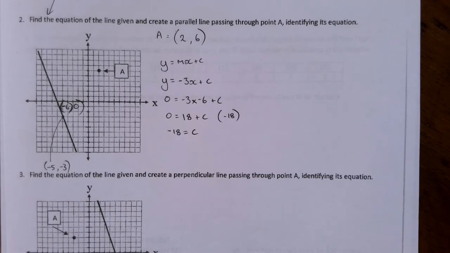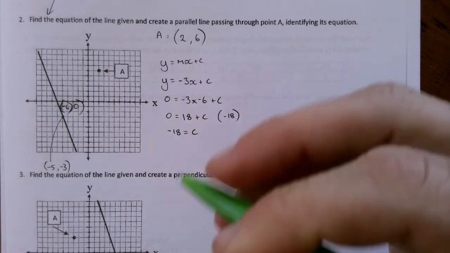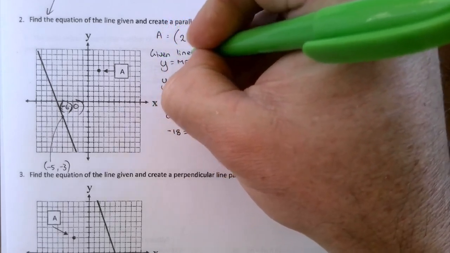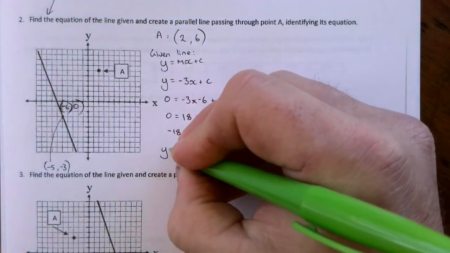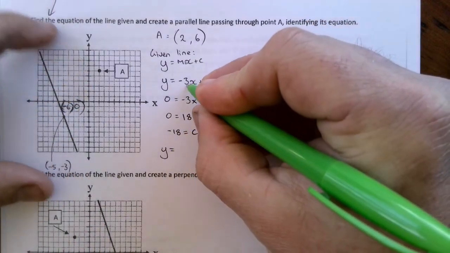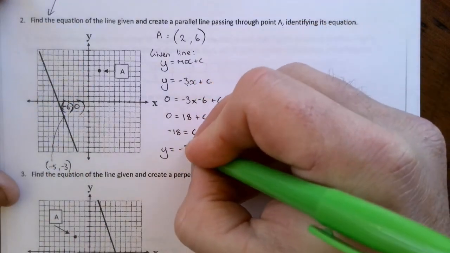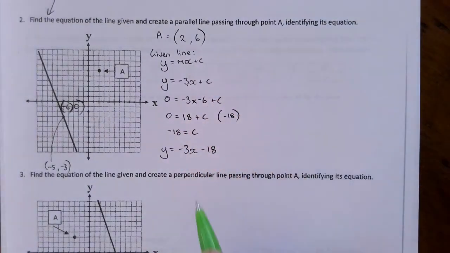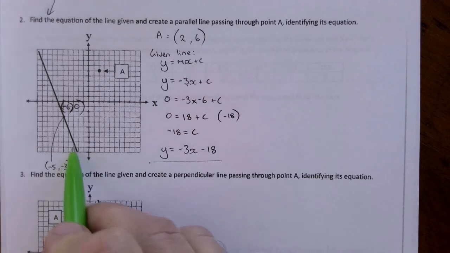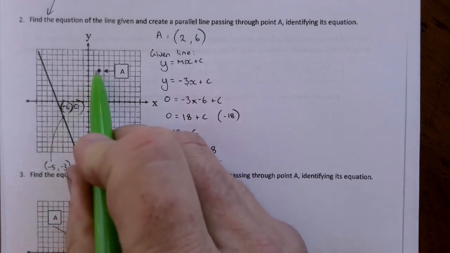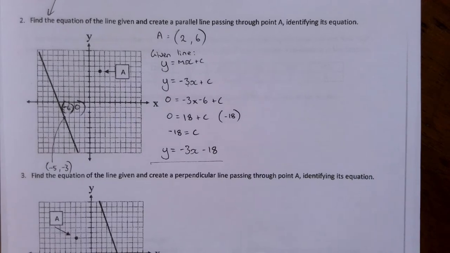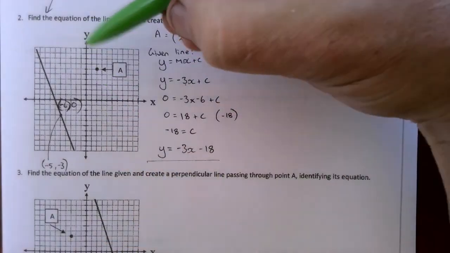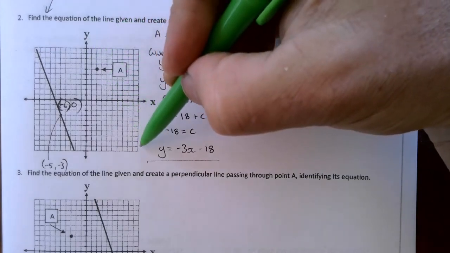So now I can write my formula. My given line is going to be y equals, take the gradient that we know, -3x, take the c value that we've found out. And we've got a formula for our given line. Now we're hunting for a parallel line. So there's a few things that we know here now. We know what the gradient is because it's parallel. It's going to have exactly the same gradient of -3.